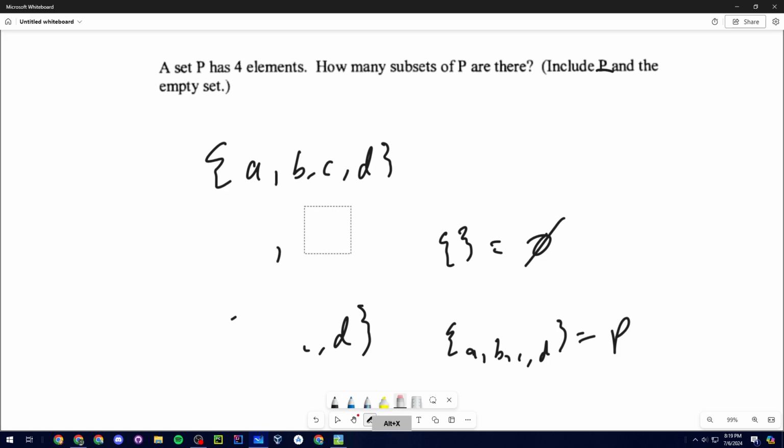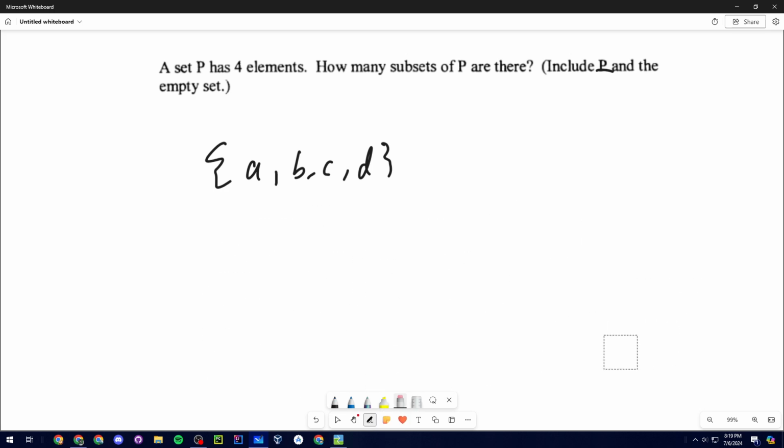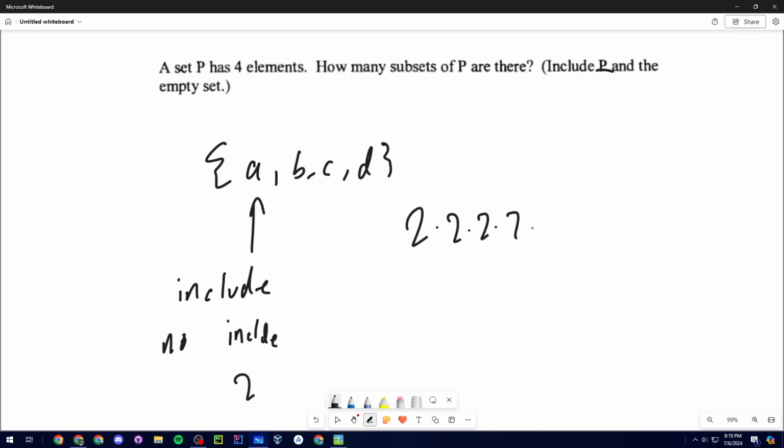So how many different ways are there? This is a really nice combinatorics problem, because think of it, right? I have two choices. For every element, I either include it or I don't include it. So because of that, that's just going to be two choices, and then same for everything else. So the answer is just 2 times 2 times 2 times 2, which is 2 to the 4th, which is just 16. 16 is your answer.